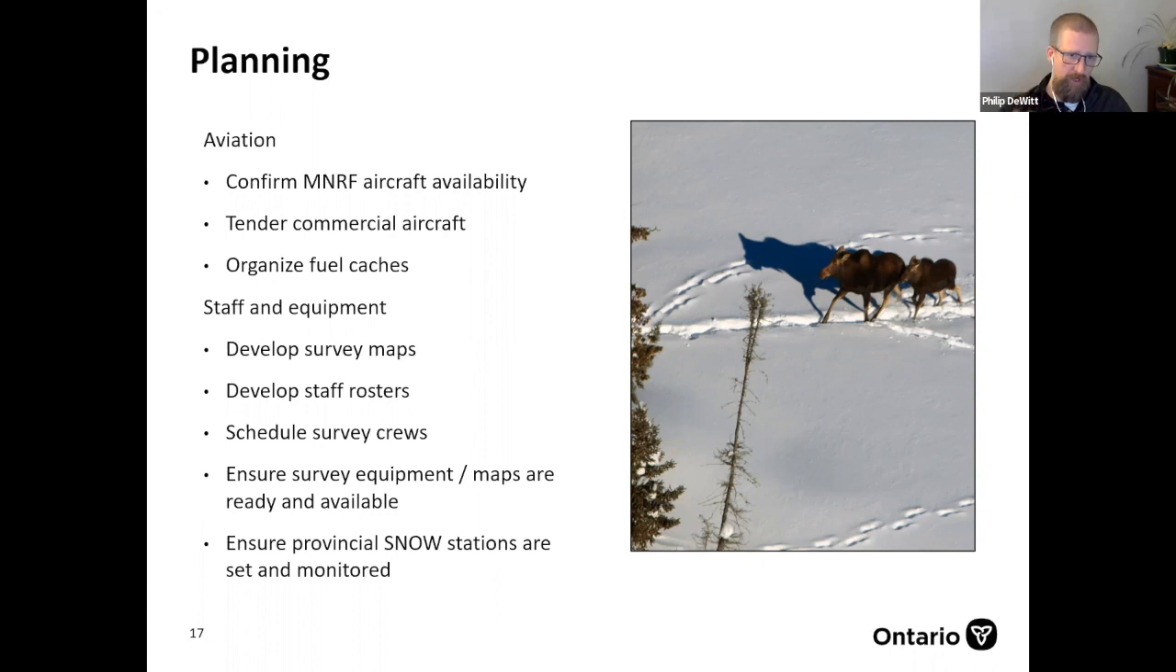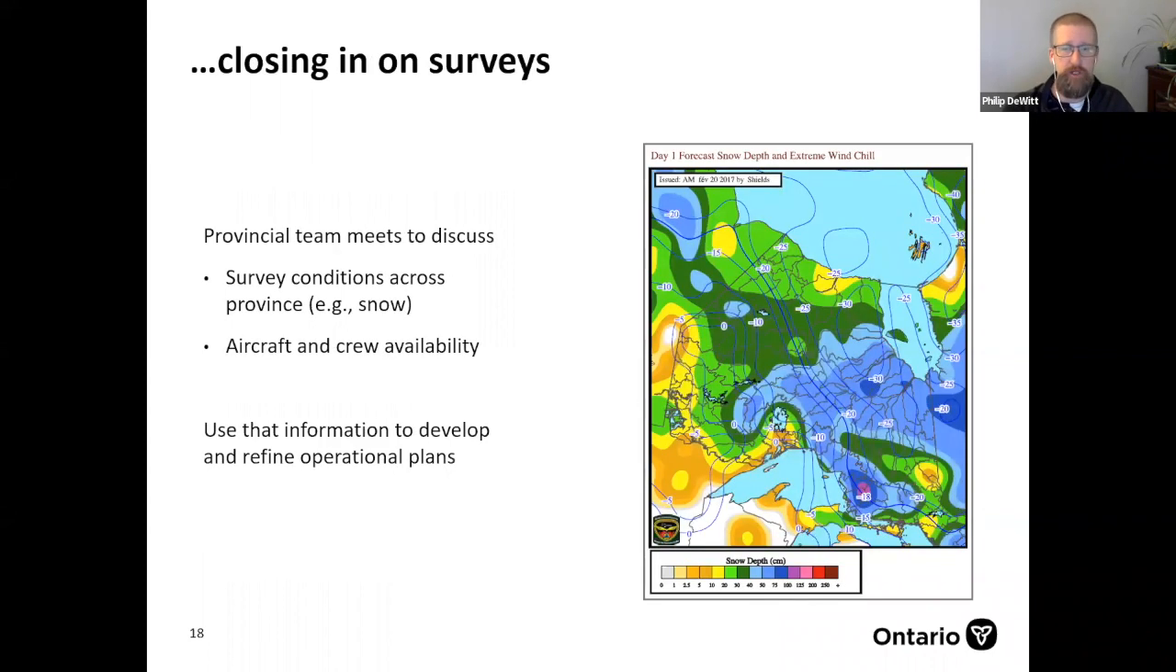At the same point, while we're working on the staffing side of it, folks at regional operations are also looking at the survey equipment and the maps, to make sure that they're both ready and accessible to all the pilots and all the staff members. Then early on in that season, they start looking at the snow network stations, and ensure that those are set and start to be monitored. And the snow piece becomes really important as we start closing in on the surveys.